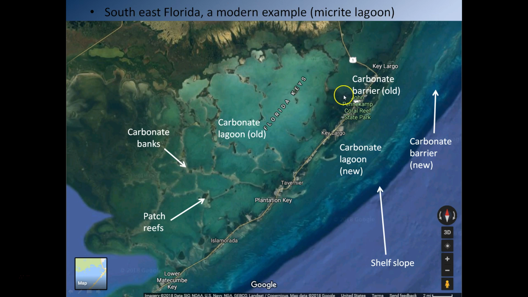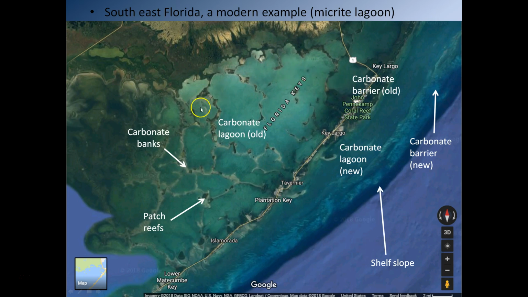So just to give you some idea of what a carbonate lagoon looks like, here's a nice example. This is the Florida Keys. And so you can see here, this is the carbonate barrier. So this is actually an old reef. So once upon a time, this area was underwater, but since this area formed, there has been a sea level drop, and the reef became exposed. And so obviously, we've now built on top of it.